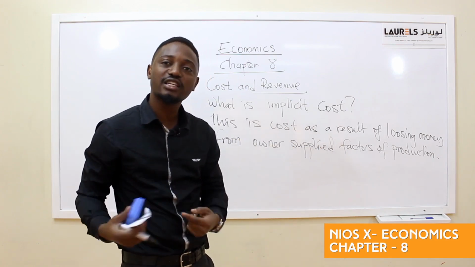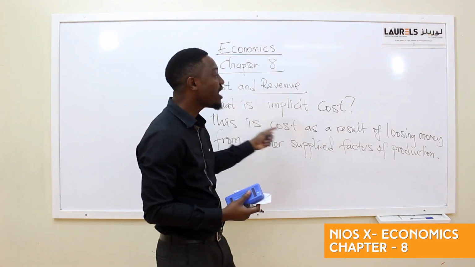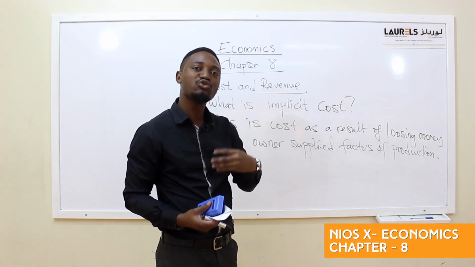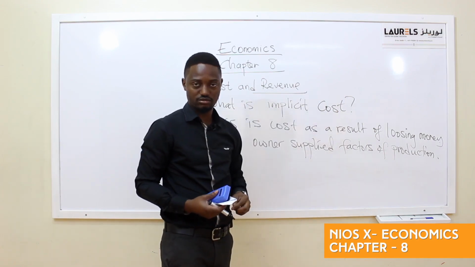But because you decided to use that car to produce your own goods and services, you are losing the money which would have been coming from that car. So that money which you are losing is an example of implicit cost.